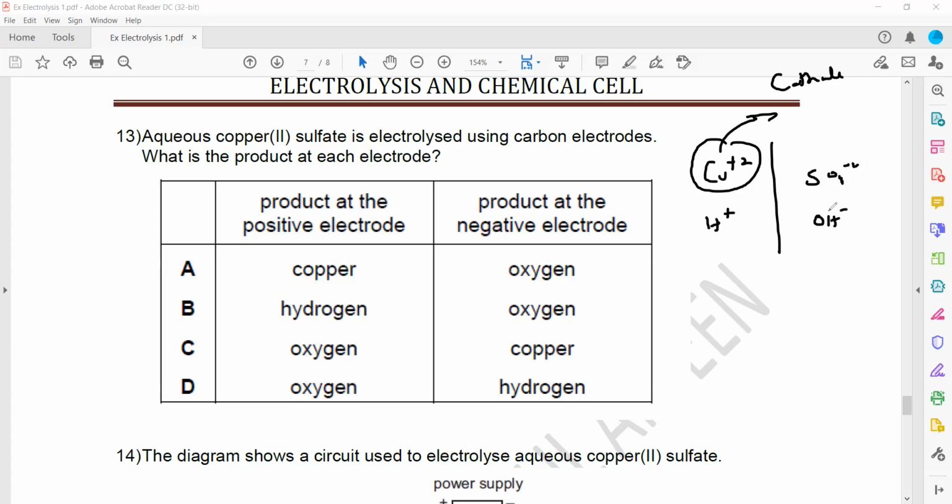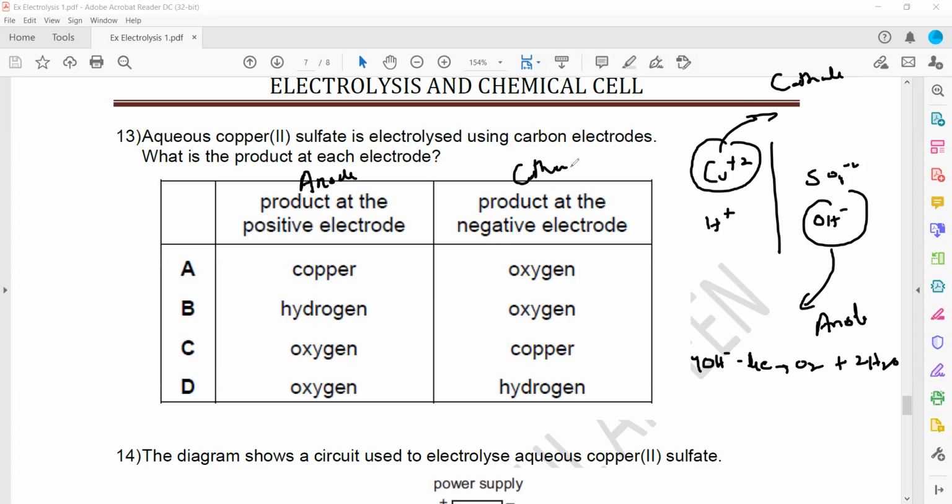Sulfate, carbonate, and nitrate never move, so the second ion will be hydroxide. Whenever hydroxide moves towards the anode, the equation is that four hydroxide ions lose four electrons and give us oxygen and water molecules. So the product at the positive electrode or anode will be oxygen, and the product at the negative electrode or cathode will be copper. So C will be the right answer. Is it clear, this discussion?